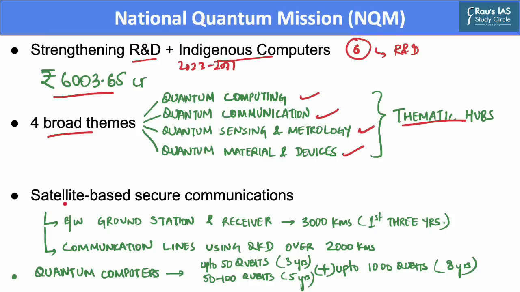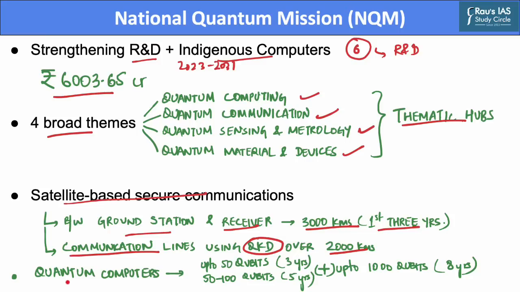Further, NQM will also entail development of satellite-based secure communications between a ground station and a receiver located within 3,000 kilometers in the first 3 years. For satellite-based communication within Indian cities, NQM will also lay down communication lines using quantum key distribution over 2,000 kilometers. For long-distance quantum communication, especially with other countries, tests will also be conducted in the coming years.